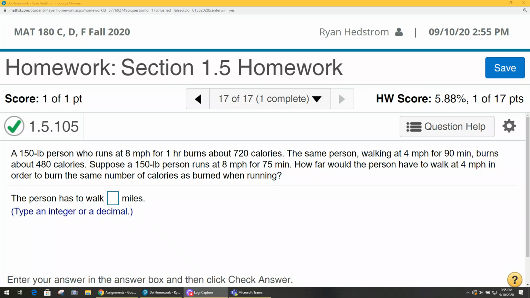Now suppose that a 150-pound person runs at 8 miles an hour for 75 minutes. How far would the person have to walk at 4 miles an hour in order to burn the same number of calories as burned when running?